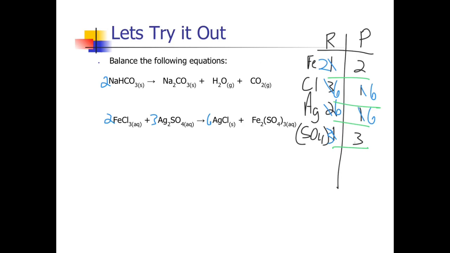for this reaction. And it's okay that I didn't put numbers in front of everything. It doesn't always have to happen that way, but as long as we're balanced, that's all that matters, because the law of conservation of mass holds true.